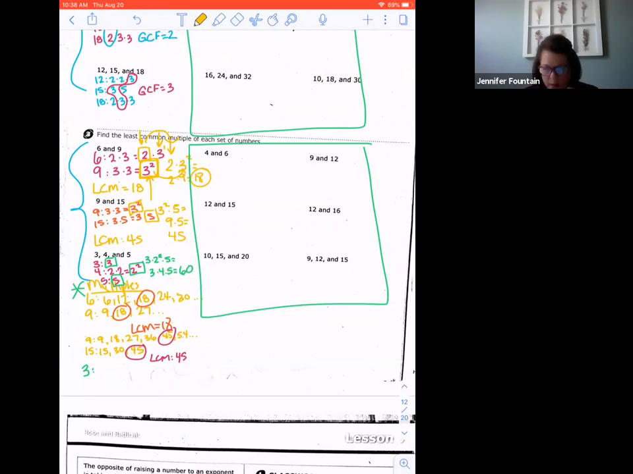We'll do left-hand column first and then right-hand. Okay, least common multiple of 4 and 6 is going to be 12. The least common multiple of 12 and 15 is 60. The least common multiple of 10, 15, and 20 is also 60. Any questions on any of those?